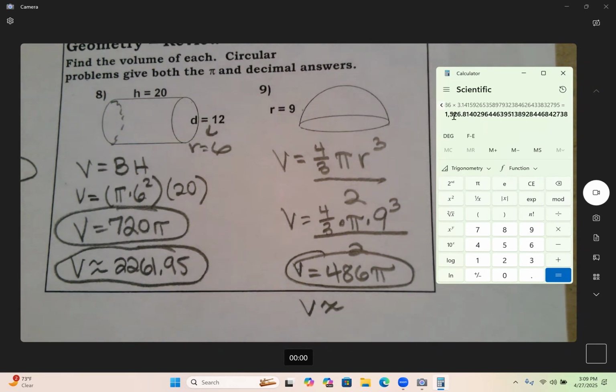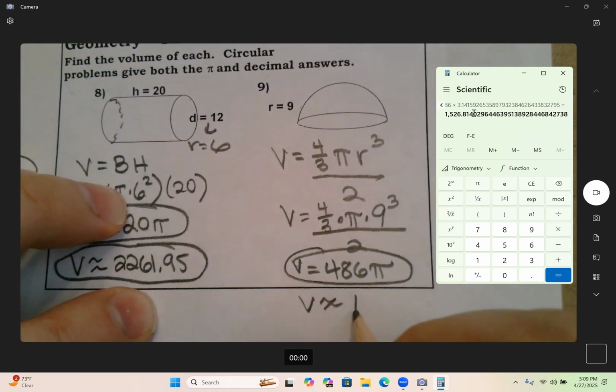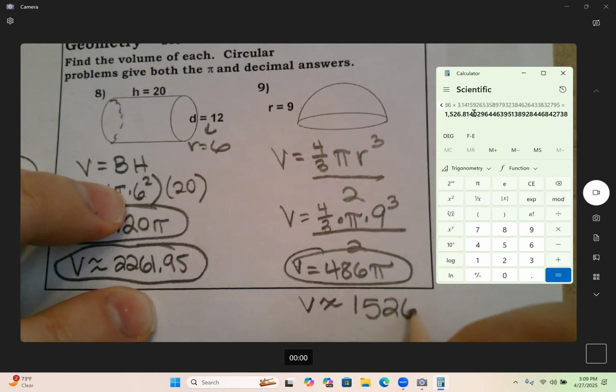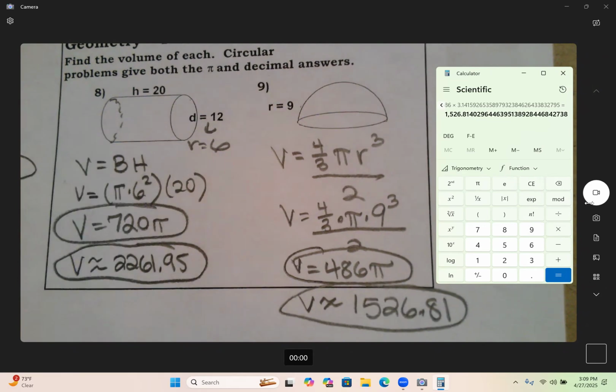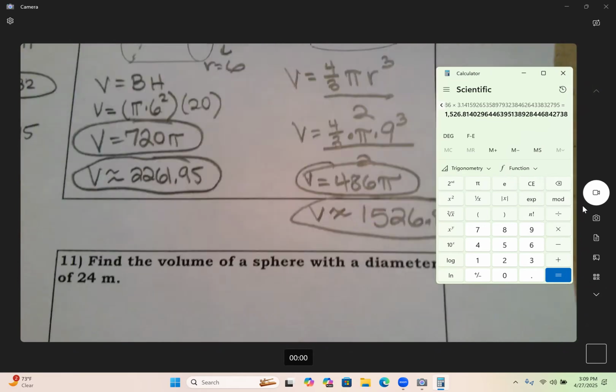And looking at this calculator, 1526.814, since that 4 is less than 5, I'm just going to do 0.81. So 1526.81 is the volume in as a decimal. All right, continuing on.